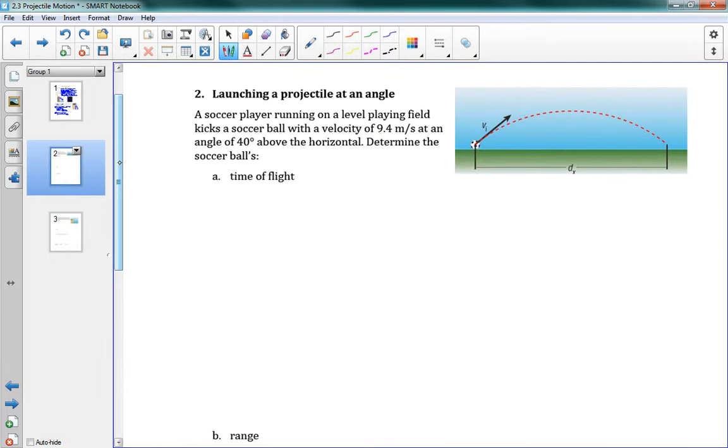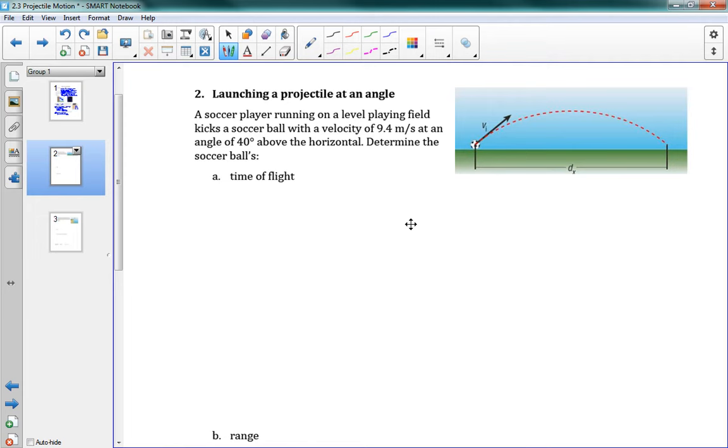Alright. So that was still an object that just launched horizontally with no angle. But now we're going to look at what if we launch an object on some angle. So now it has some vertical component to its initial speed. So we'll see how that changes things.